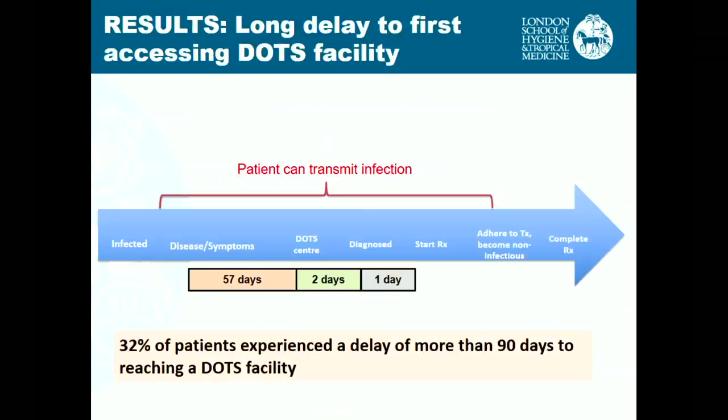So these are our results, and there was a very clear finding. By far, the longest period of delay, 57 days being the median, was at the very first stage between onset of symptoms and reaching a CDC center.